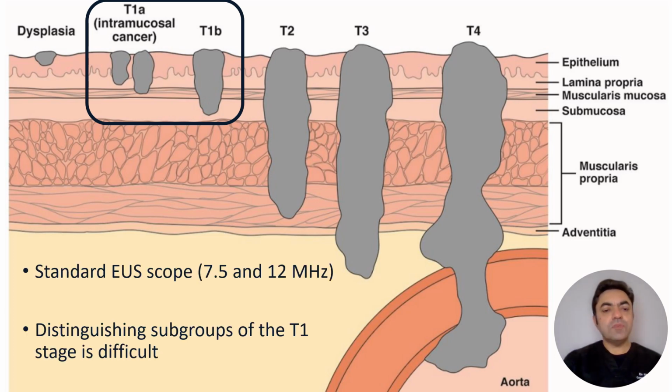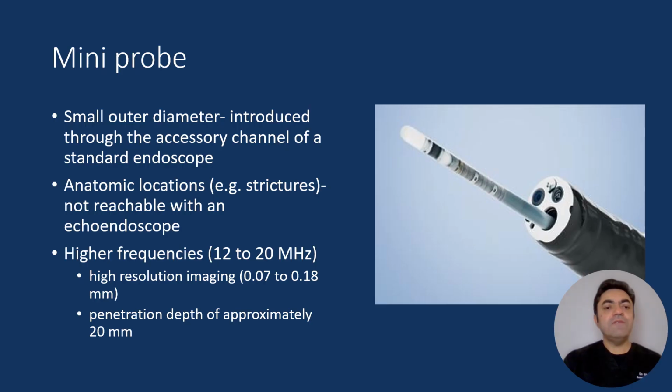The standard endoscopic ultrasound scan that we have has a frequency of 7.5 to 12 megahertz, and it struggles to distinguish between the various T1 subclasses. And for that, we've got a device called the mini probe. This is a smaller device with a small outer diameter that can be introduced through a normal scope.